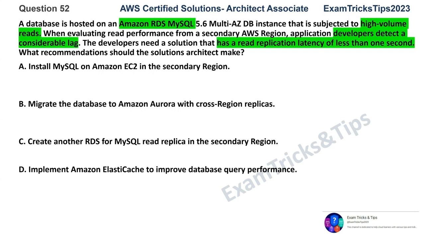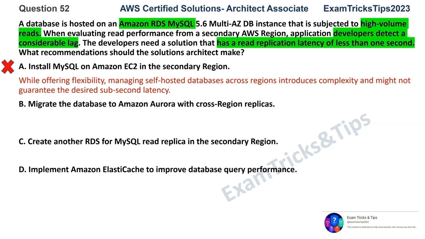Let's look at the first option. First option says install MySQL on Amazon EC2 in the secondary AWS region. Now this will offer some flexibility, but managing a self-hosted database across regions introduces complexity and might not guarantee the desired sub-second latency. So you cannot install another MySQL instance on another EC2 in the secondary region. This is not the correct solution.